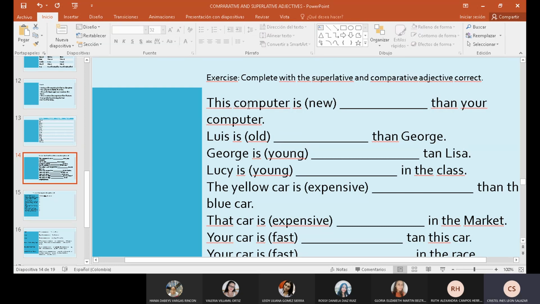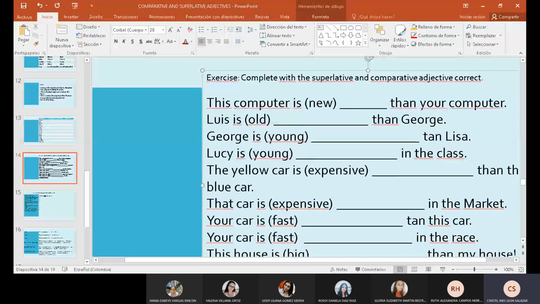This computer is ___ than your computer. What is the correct answer in that case? More new. Who wants the other options? Newer. Newer.